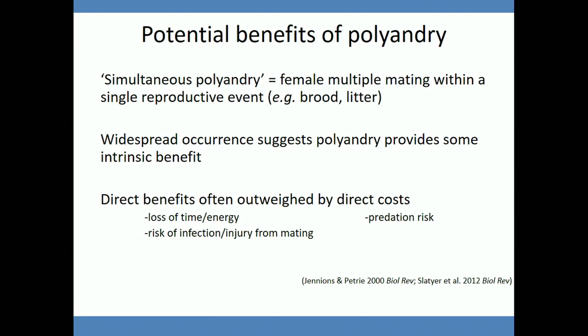So polyandry is widely observed across taxonomic groups. And for our purposes today, we're talking about cases where females are mating with multiple males within a single defined reproductive event. And the widespread occurrence of polyandry in nature suggests there's some intrinsic evolutionary benefit to this behavior. But its existence is still puzzling because in a lot of cases, the costs associated with polyandry seem to outweigh any obvious direct benefits.